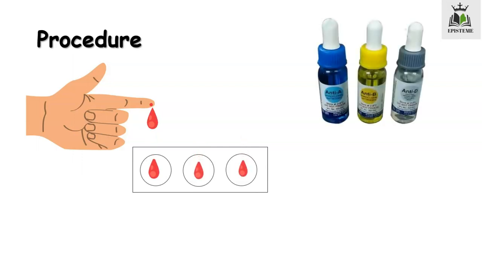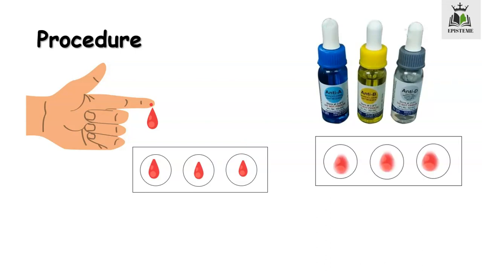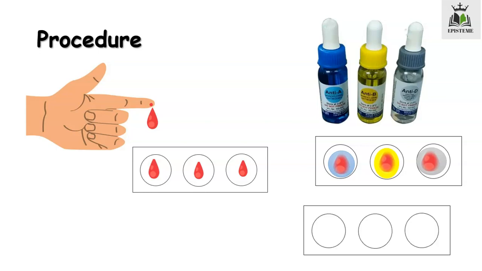Next, you take those antiserums and put antiserum A in the first circle, that I told you earlier is circle A, and next add antiserum B in the second circle, that is denoted by B, and in the D circle add anti-D. Now mix these reagents with the blood drop and you will get results something like this.